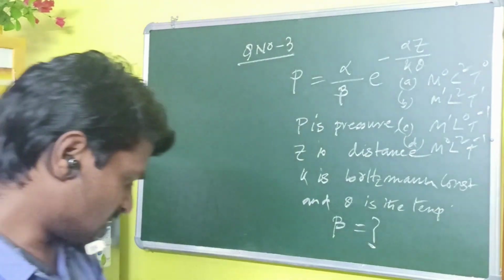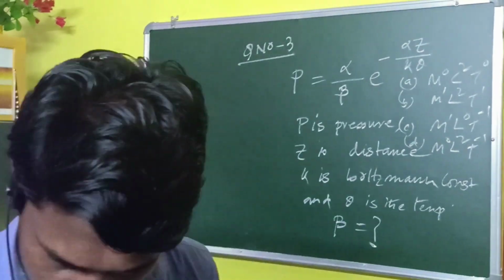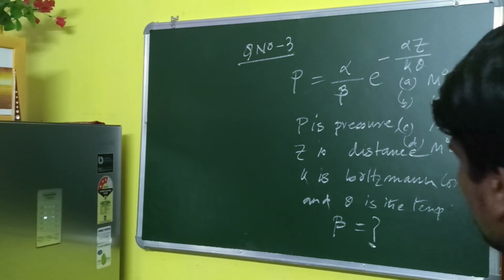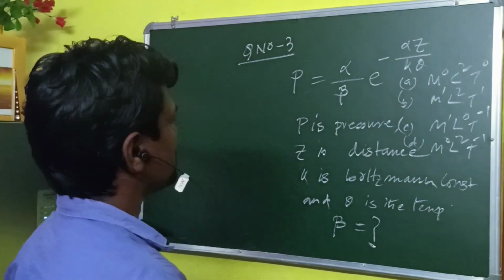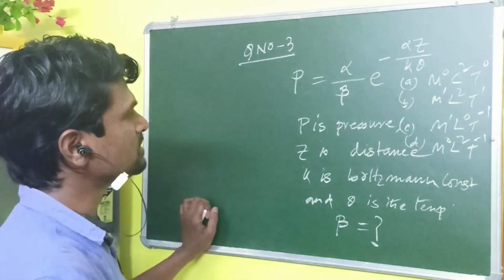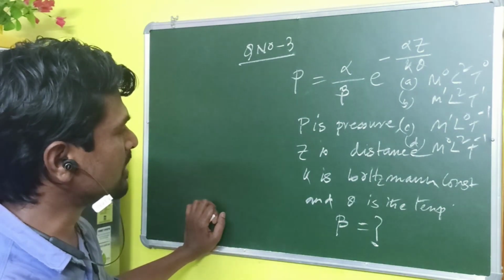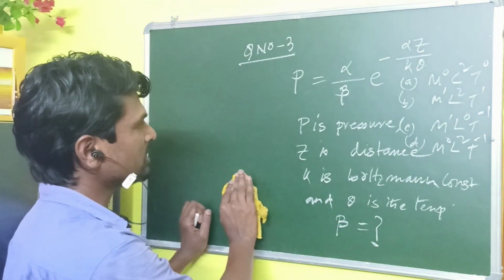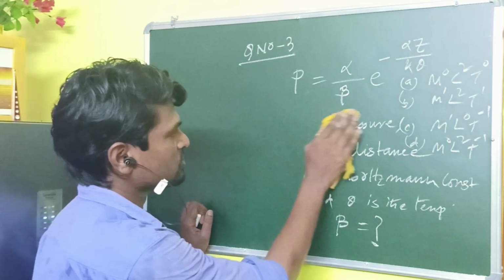So first of all, students, write down the numerical and I will discuss it. Pause the video and write it down first. What is the technique or concept behind this numerical? Is it a tough numerical or easy? You have to calculate the dimension of beta.